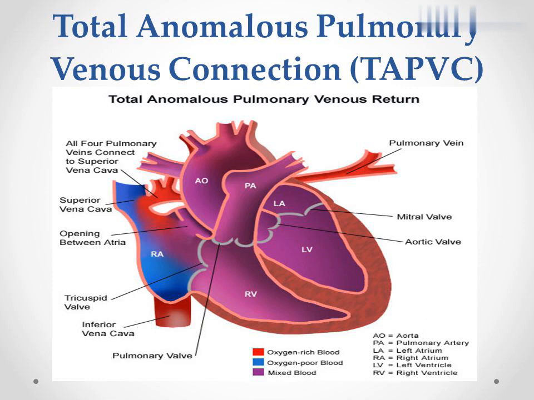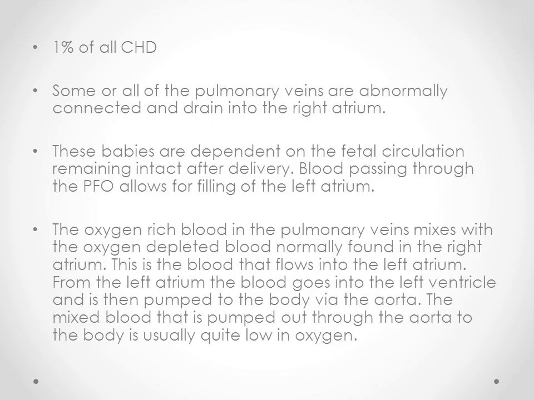Total anomalous pulmonary venous connection, TAPVC. 1% of all CHD. Some or all of the pulmonary veins are abnormally connected and drain into the right atrium. These babies are dependent on the fetal circulation remaining intact after delivery. Blood passing through the PFO allows for filling of the left atrium.